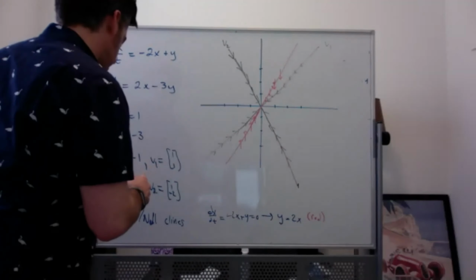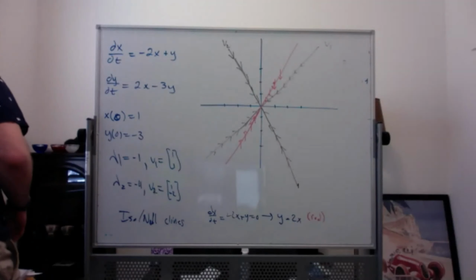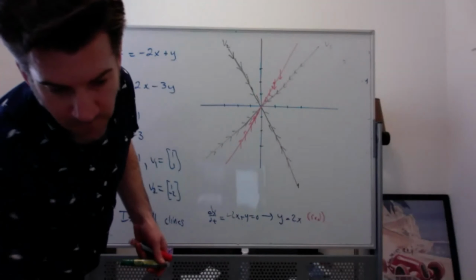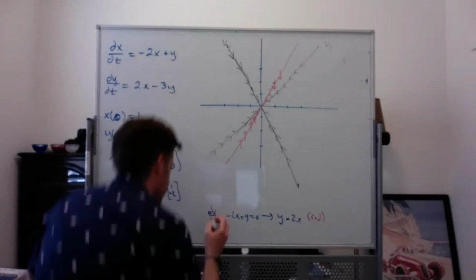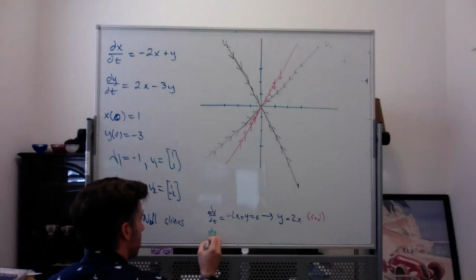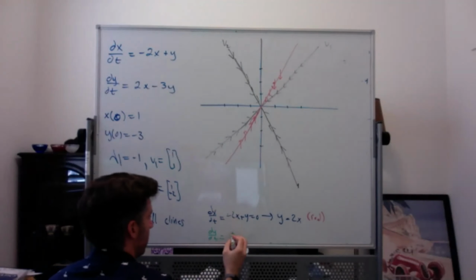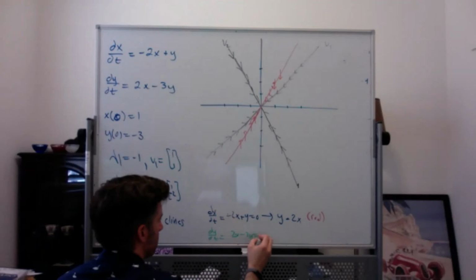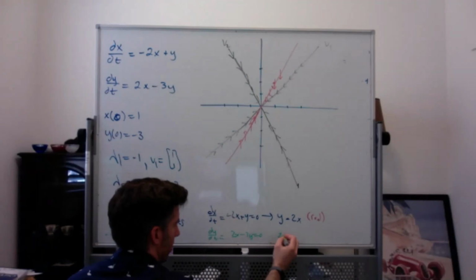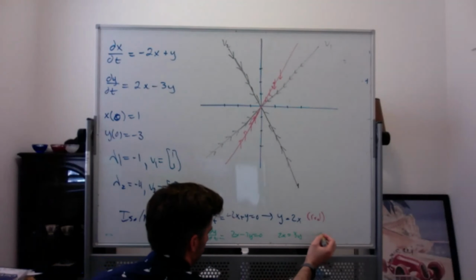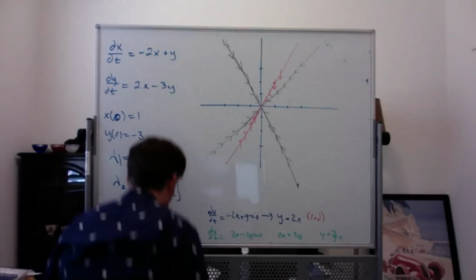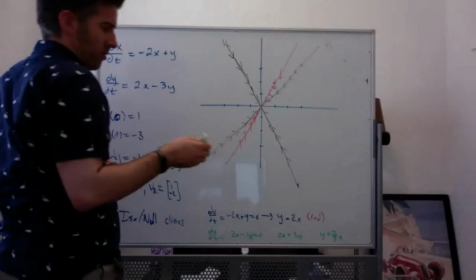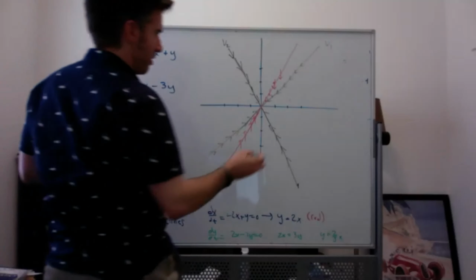And then for the other one, let's do it in green. So for dy/dt, which is 2x minus 3y equal to 0, we're going to get 2x equal to 3y. We're going to get y equal to 2/3 x. So y equals 2/3 x. My rise over run is 2 over 3, so I'm going to go over 3, up 2.